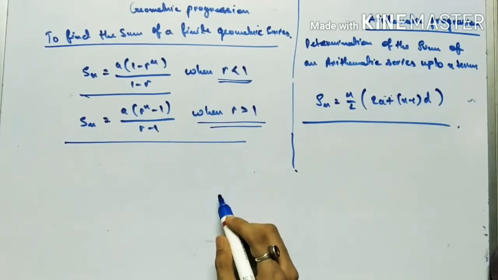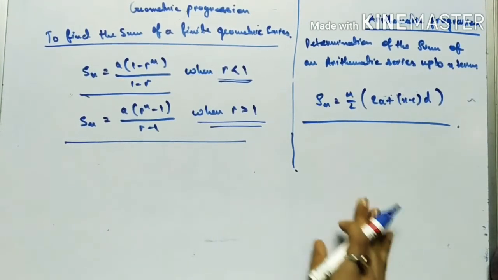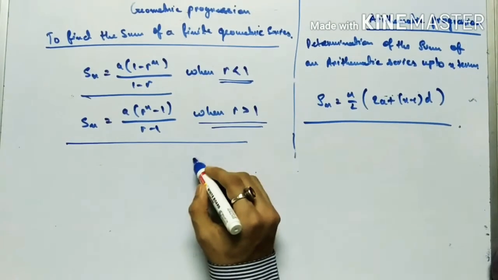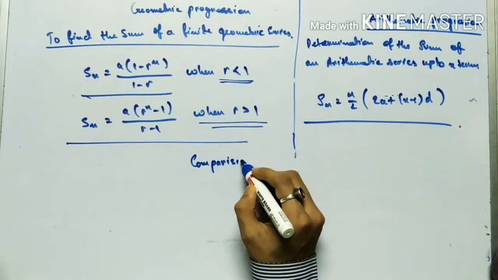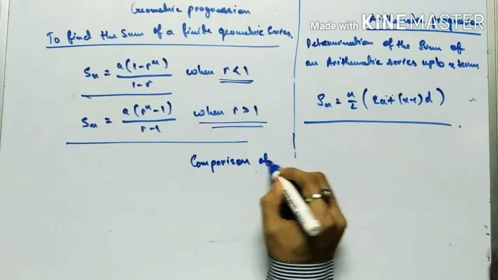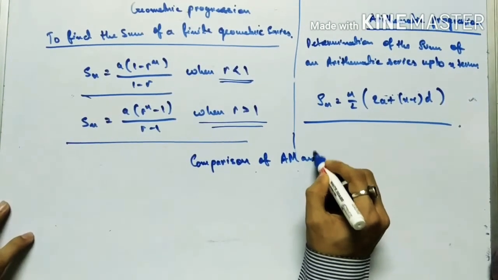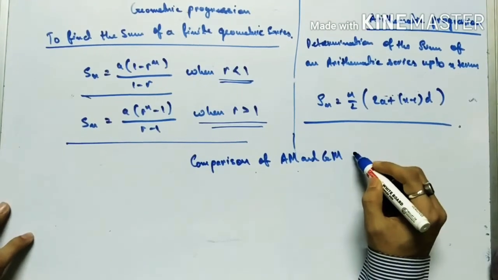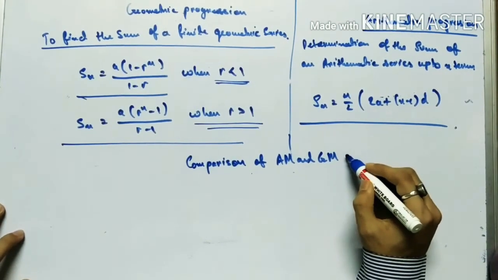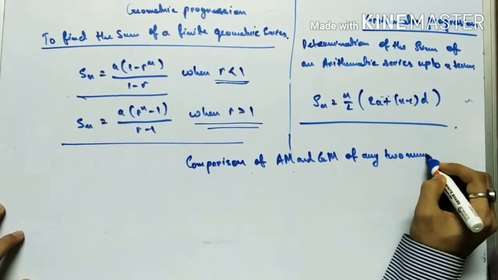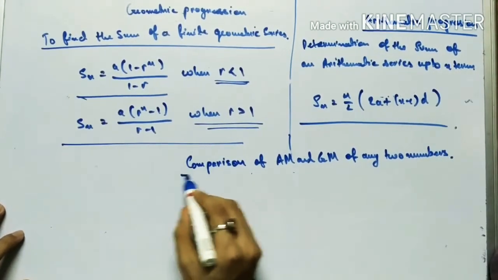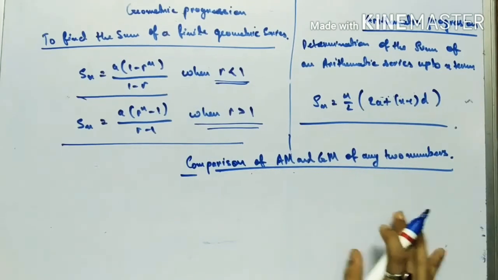Now next, I will do the comparison. The comparison of AM and GM. Comparison of arithmetic mean and geometric mean of any two numbers.